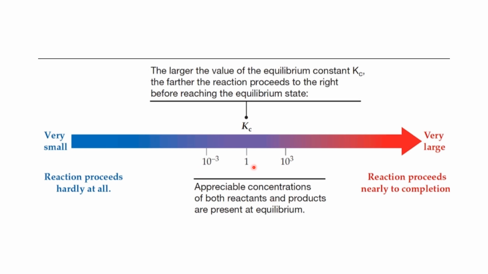In this diagram, you can see यहाँ पे very small है, यहाँ पे very large है, यानी कि reaction जो है वो almost complete है. बहुत small है, इसका मतलब reaction बहुत hardly proceed कर रहा है. और अगर it is within normal range, तो इसका मतलब है कि वो equilibrium पे है.